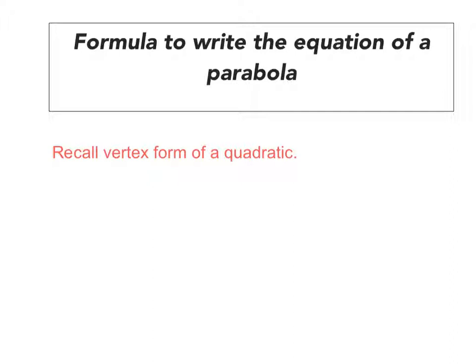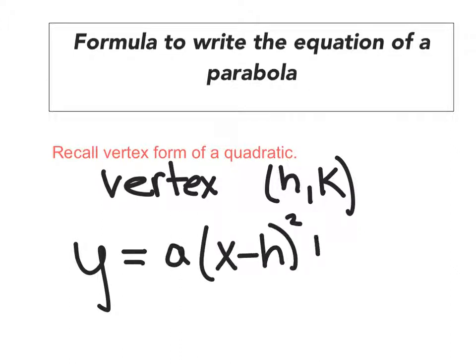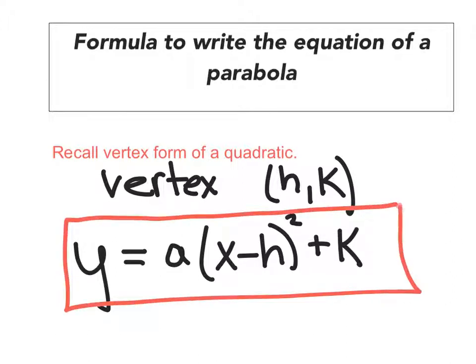So now, in order to write the equation of a parabola, we first have to recall the vertex form of a quadratic, and we focused on this a couple days ago. So let me remind you, let's say our vertex is h comma k. We should know that the equation of a parabola is y equals a times x minus h squared plus k. So I want you to box that in. That is something we should be familiar with.